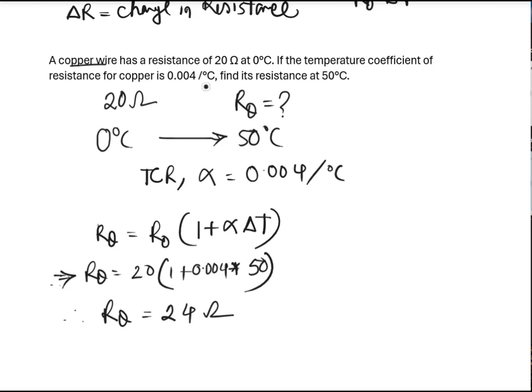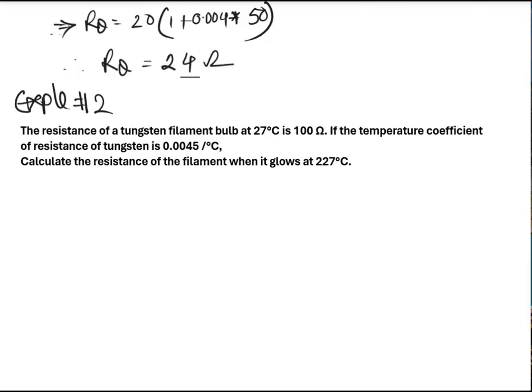So at 0 degree Celsius the resistance was 20 ohm. After increasing the temperature to 50 degrees Celsius, the resistance increased by 4 ohm. Hope you understand. Let's start with another example. Example number 2.